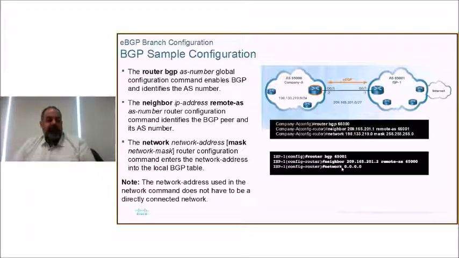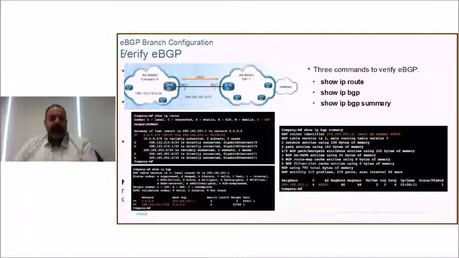The network address used in the network command does not have to be a directly connected network, but it does need to be known to the router, as I said. So how do we check that it's working? Show IP route. Sounds sensible to me. Show IP BGP and show IP BGP summary. And so that will give you the information.